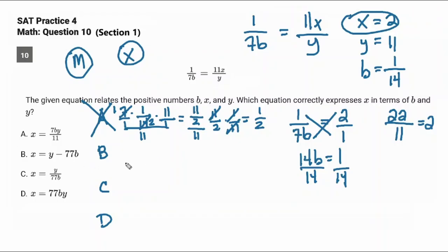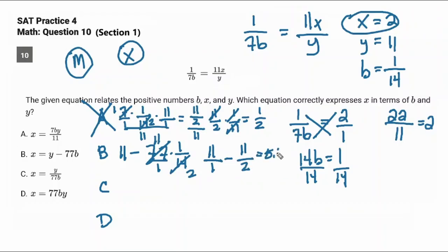B says y, which is 11, minus 77 times what? Times 1 over 14. All right, again, I'm going to put this over 1 so I can see that I can reduce. Reduce by 7, so this becomes a 2. This is 11. Again, probably want to do this on your calculator. 11 over 1 minus 11 over 2. That's 5.5. Is it 2? No, so it's gone.